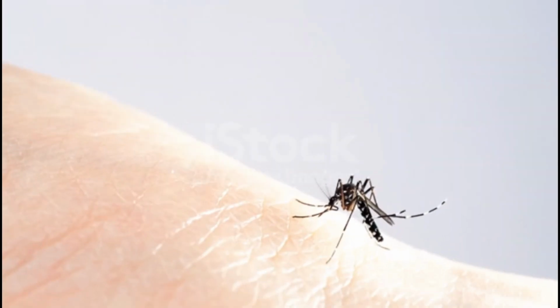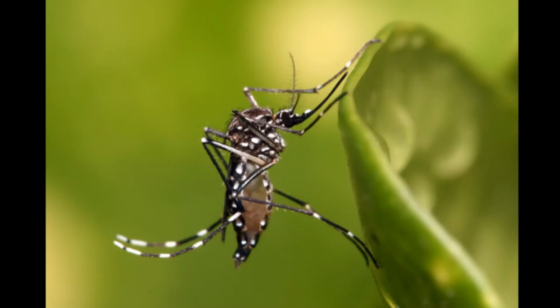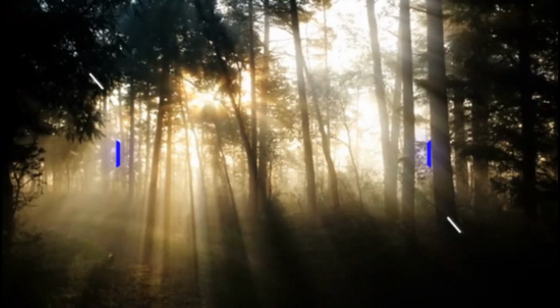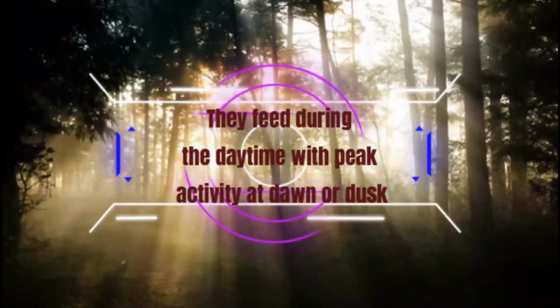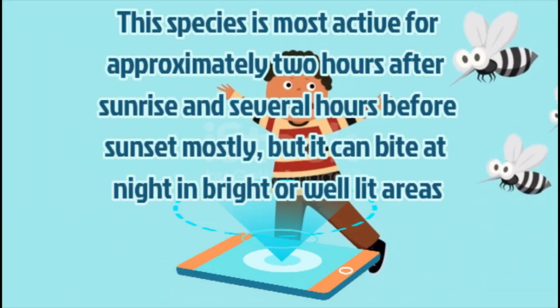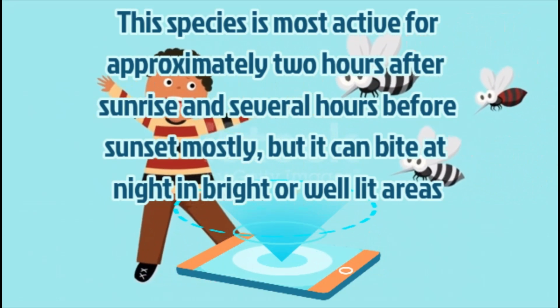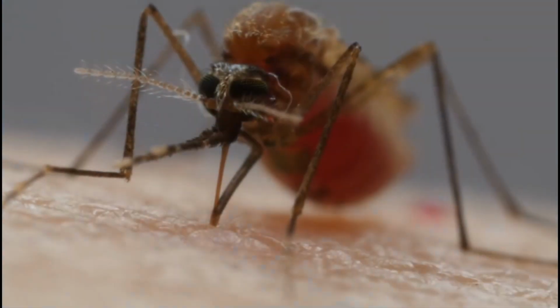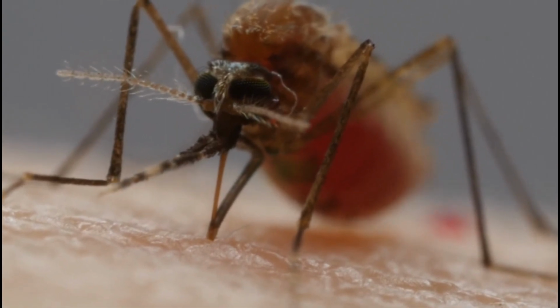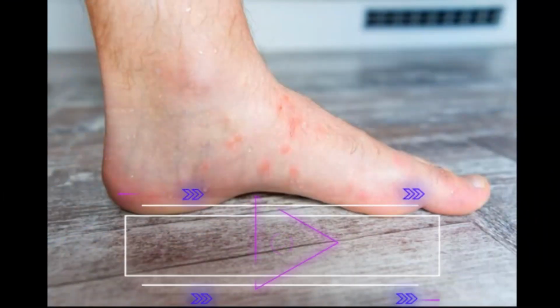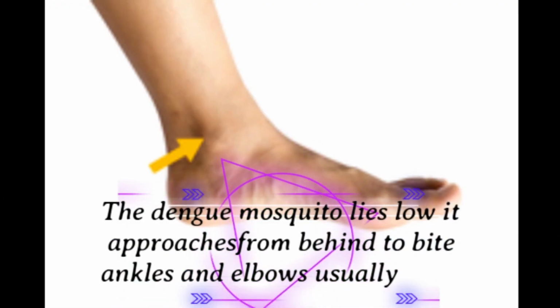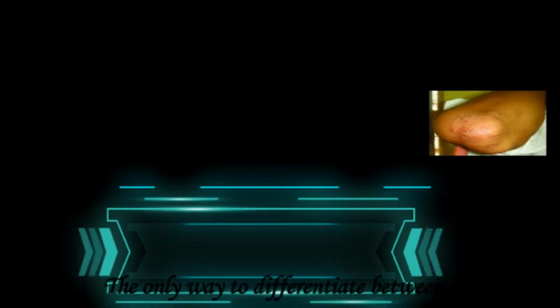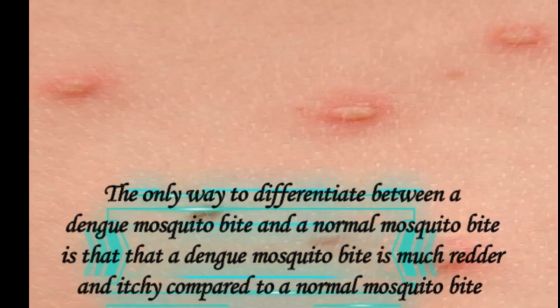Identification of the Aedes mosquito. The mosquito can be identified by white and black markings on its body and legs, so it is also known as the tiger mosquito. They feed during the daytime with peak activity at dawn or dusk. This species is most active for approximately 2 hours after sunrise and several hours before sunset mostly, but it can bite at night in bright or well-lit areas. They mostly live indoors, cannot survive in cold weather, and lay their eggs in stagnant water. The dengue mosquito lies in wait behind to bite ankles and elbows usually. The only way to differentiate between a dengue mosquito bite and a normal mosquito bite is that a dengue mosquito bite is much redder and itchier.